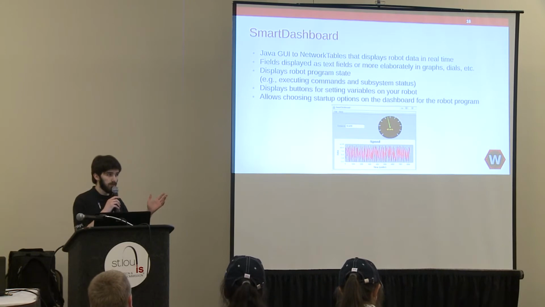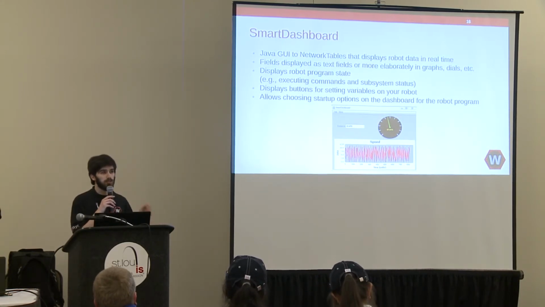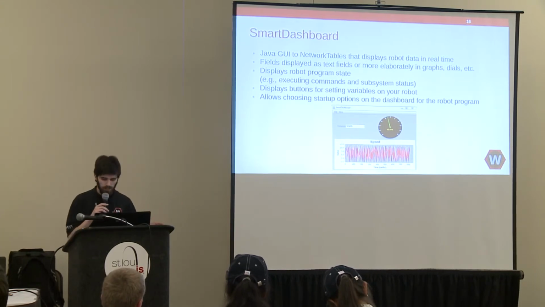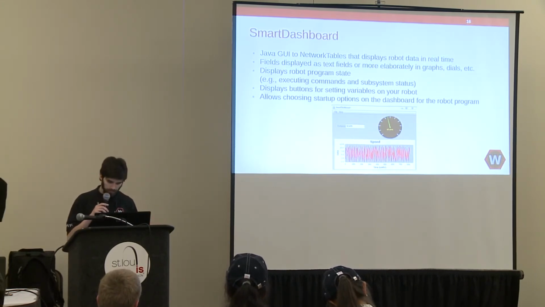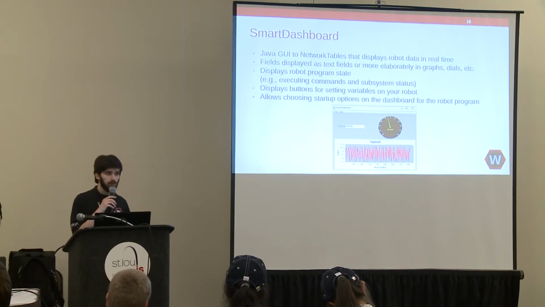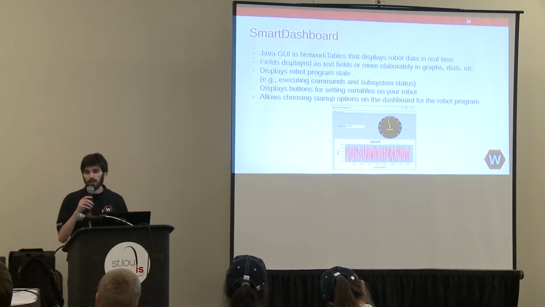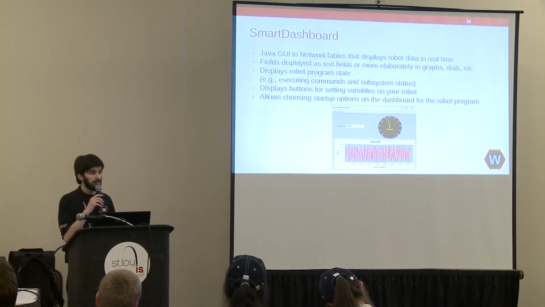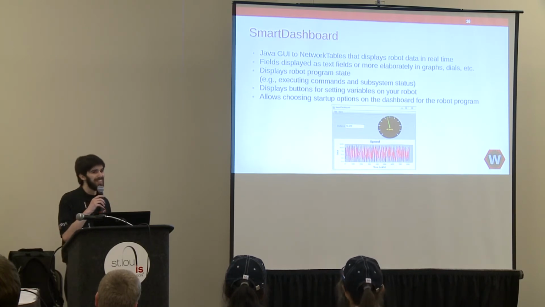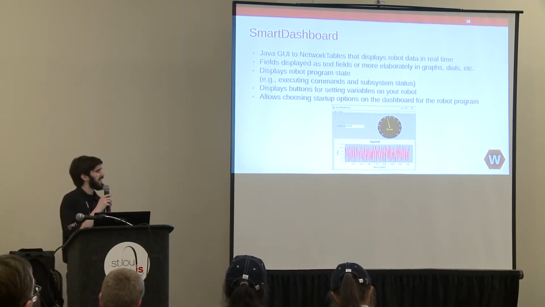There's also options for adding commands to Smart Dashboard. So if you want to run a command straight from the dashboard, you just hit a button and it'll run, which I think is pretty neat. It lets you set variables on your robot, like with the sendable chooser. I hear a lot of teams have been having issues with that this year. We're working on it. It'll be fixed.